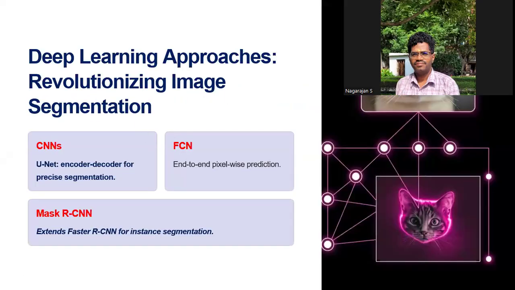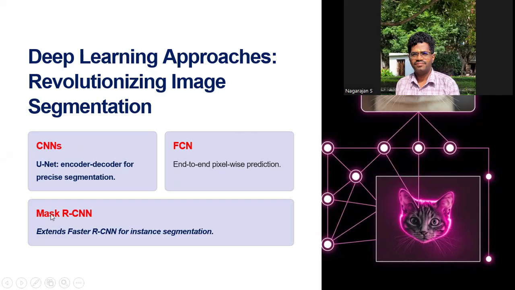Next, the deep learning approaches. With the help of deep learning, we can combine image segmentation and add models like CNN, FCN, and Mask R-CNN. First one is the CNN, where the extension is called U-Net, a very popular architecture consisting of an encoder and decoder for accurate segmentation. It also has the concept of upsampling and downsampling. With this, we can predict the image after training and testing. And FCN, fully convolutional network, gives end-to-end pixel-wise prediction.